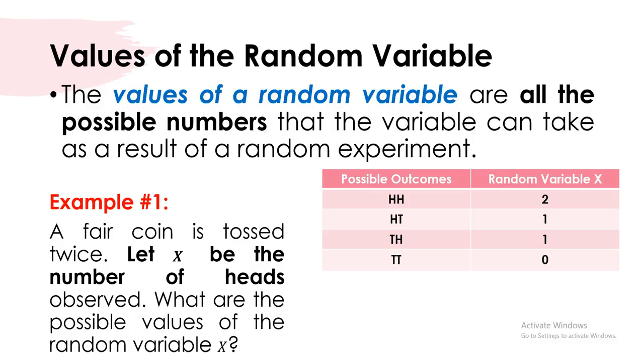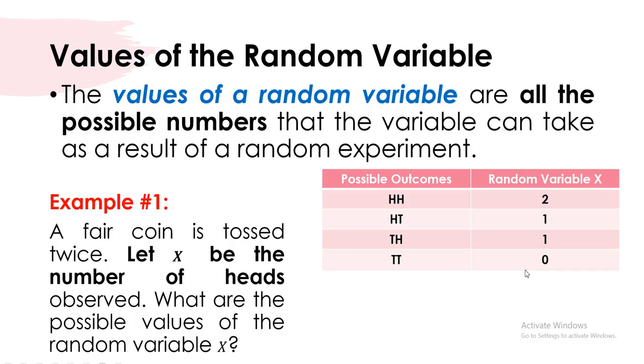So as you can see, we have here a numerical value under the random variable x column, because a random variable represents a numerical value. Since the random variable x represents the number of heads, we are going to count how many heads we have in each outcome. The first outcome here is head and head, so the random variable here is 2. The second is head and tail, so the number of heads is 1. Tail and head is also 1, and tail and tail, as you can see, we don't have a head here, so that is 0.